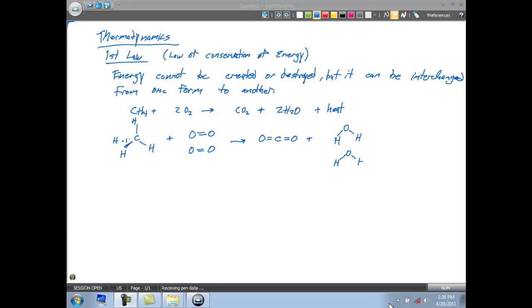So here are all the molecules present in this particular reaction, and we know that heat is given off right here. We can estimate these reactions by looking at the bonds broken versus the bonds formed.